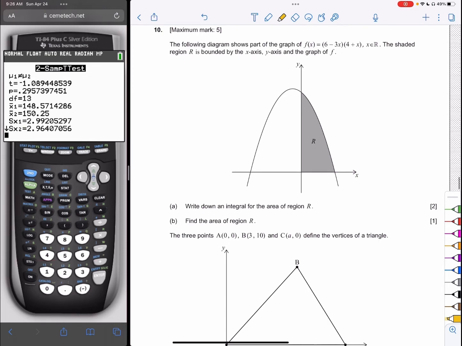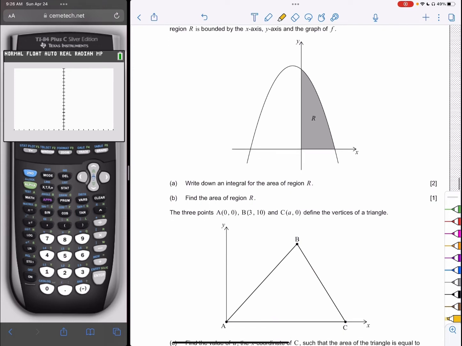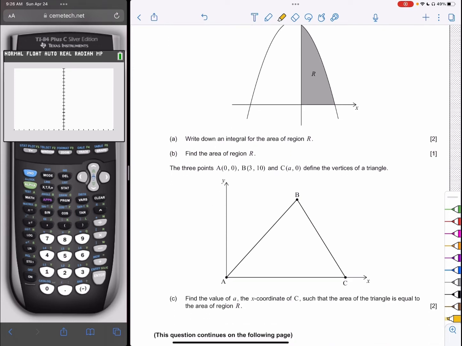Well, we already know that this is a quadratic function, and if we don't know, you can easily look at the graph and tell that it's a quadratic function, or if you wanted to, you could just graph it. So I'm going to go on Y1, and I'm going to press parentheses 6 minus 3x, close the parentheses, open up a new set, and that's going to be 4 plus x. So when I do that, I'm going to graph it, and I'm going to see what I get here.